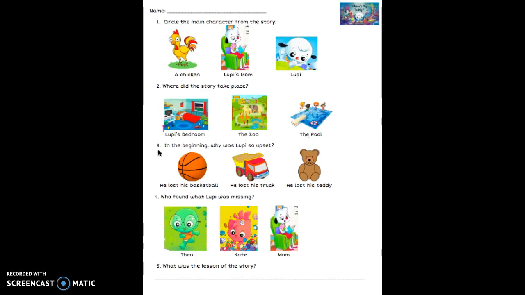Number 3, in the beginning, why was Loopy so upset? Because he lost his basketball, because he lost his truck, or because he lost his teddy.